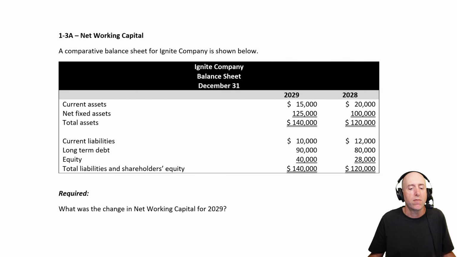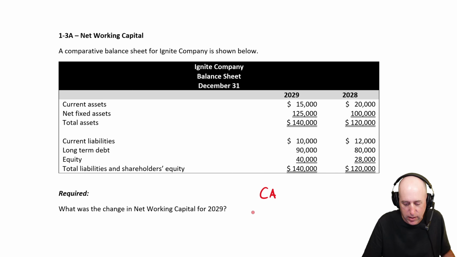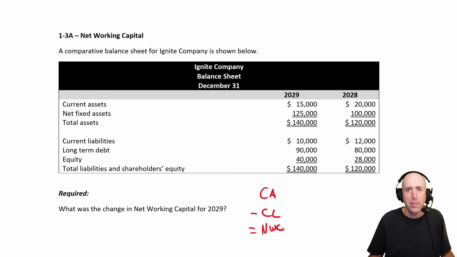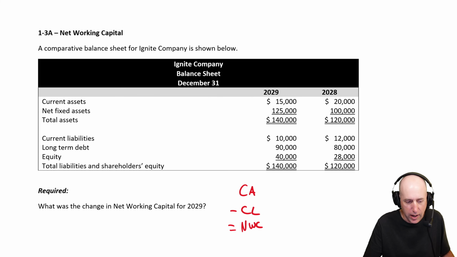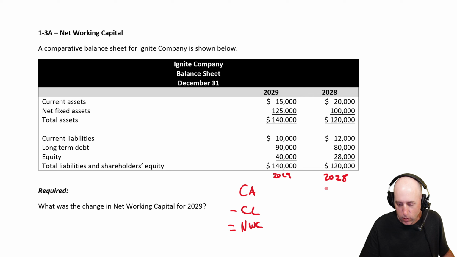A comparative balance sheet for Ignite Company is shown below, and it asks, what's the change in net working capital? Well, what's the net working capital? Net working capital is current assets minus current liabilities. So this company's current assets for 2029 and 2028. Let's do 2028. Current assets are 20,000. Current liabilities are 12,000. So the net working capital is 8.